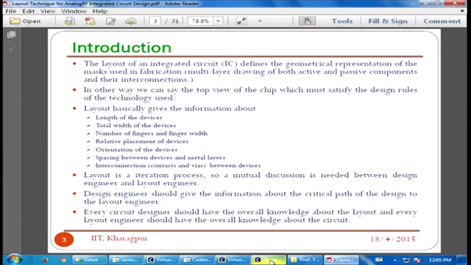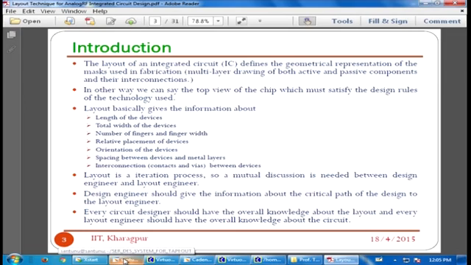Layout basically gives the information about the length of the devices, total width of the devices, the number of fingers and finger width. Next, orientation of the device, because orientation is important. You cannot put devices randomly. Transistors, all blocks, everything should be in one orientation, either vertical or horizontal. Otherwise, performance will be degraded.